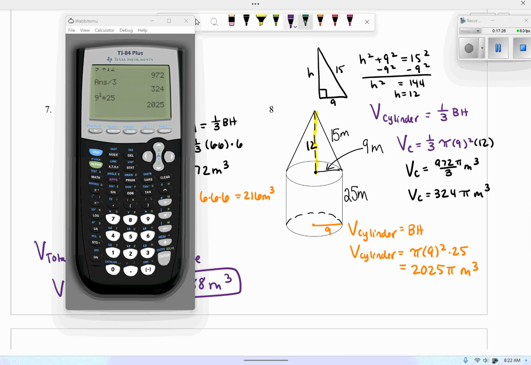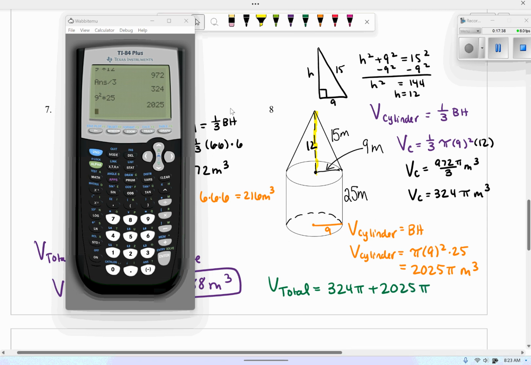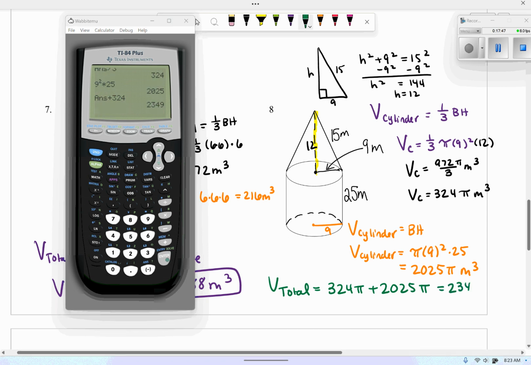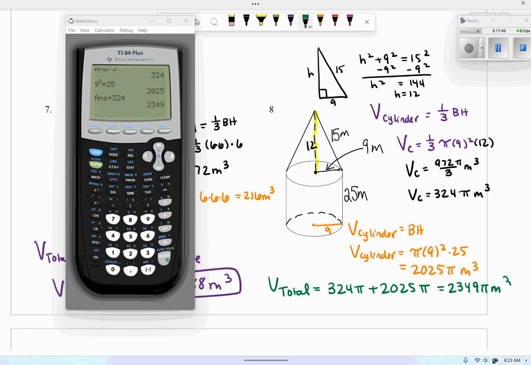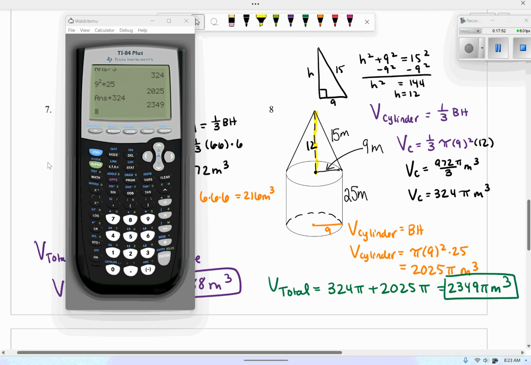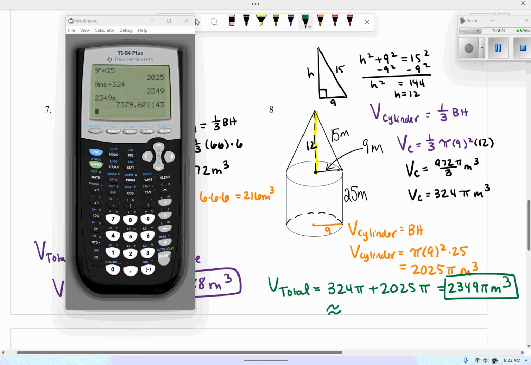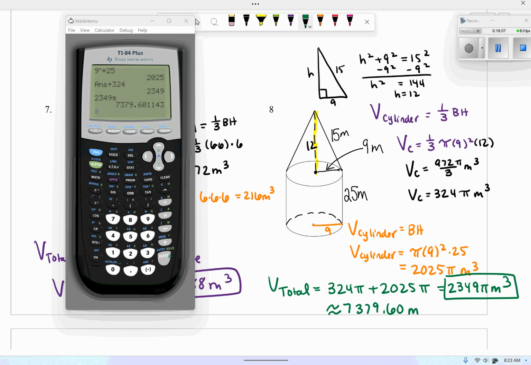So the total volume would be equal to 324 pi plus 2025 pi, and these are like terms, so we can just add 2025 plus 324, which gives us 2,349 pi cubic meters. And if we want the decimal approximation, we would take that answer and multiply it by pi. So that is about 7,379.60 cubic meters.